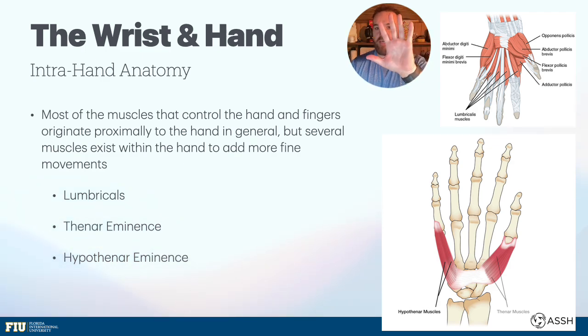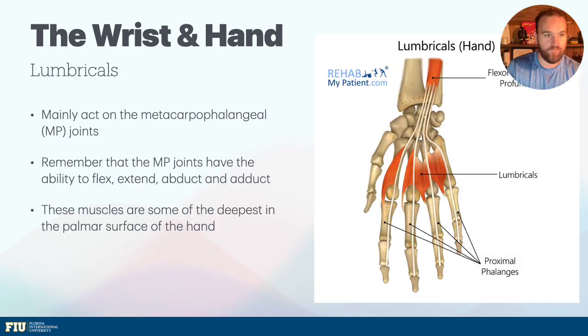So we're going to get into that in a second, but we're going to talk mainly about the palmar side of our hand, because that's where a lot of these muscles are contained. So when we get into the lumbricals, you can see on the picture right here where they actually exist. They exist within the palm of our hand, and they only cross over the metacarpophalangeal joint, right?